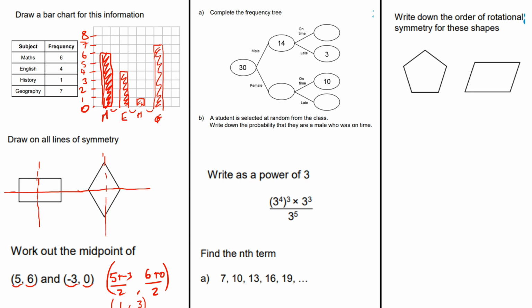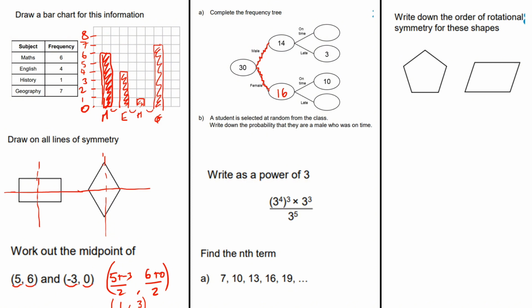Next question, complete the frequency tree. So we need to remember, with the frequency tree, these 2 arms here will add to give you the previous number. So you've got 30. You've got 14 and something to give you 30. So this something needs to be 16, 26, 30, yeah, 16.